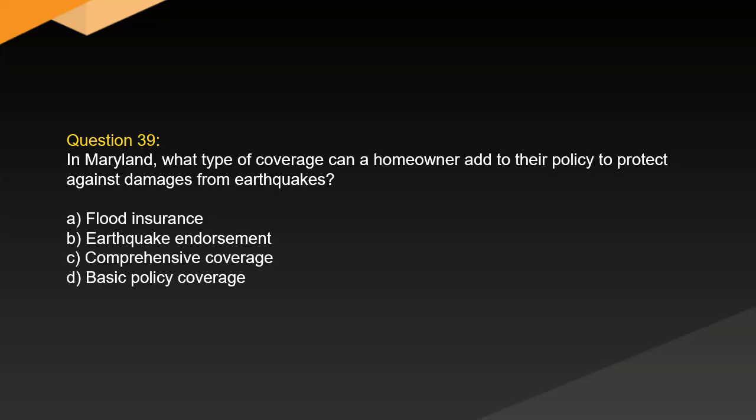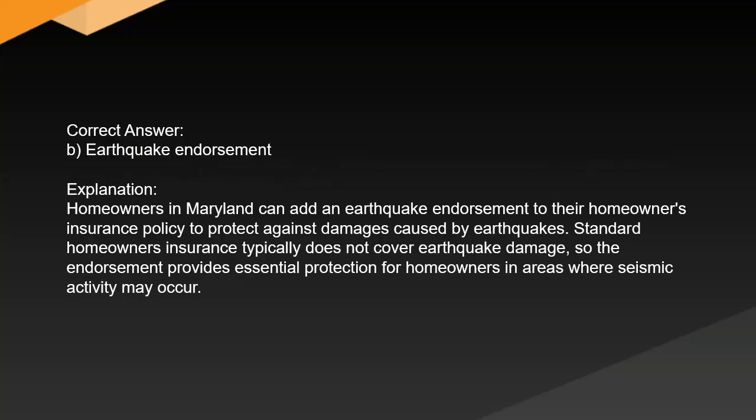Question 39. In Maryland, what type of coverage can a homeowner add to their policy to protect against damages from earthquakes? A. Flood insurance. B. Earthquake endorsement. C. Comprehensive coverage. D. Basic policy coverage. Correct answer.